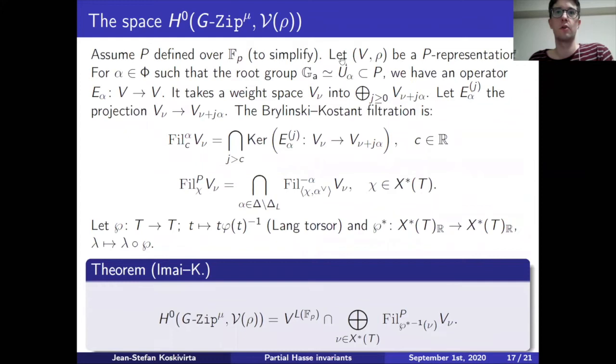So let V be a P-representation. If we have some root alpha such that the root group U_alpha is contained in P, we have an operator E_alpha on V. Let me define it quickly. Here for U_alpha, we choose an isomorphism with G_a, a classical choice of isomorphism, like in Jantzen's book. By taking the element 1 in G_a, we can view it in P, and then we can apply the representation rho. So we get some automorphism of V. This gives an operator E_alpha on V.